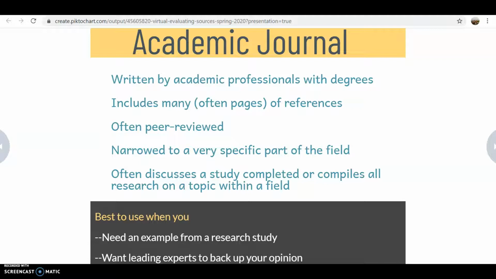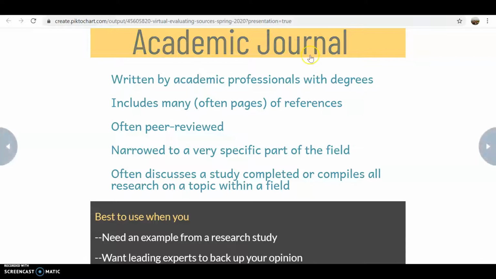So very concise, studies that have been completed or compiled, and like I said, peer-reviewed, meaning that other experts have reviewed that information. And if you need an example from a study, or if you need someone to back up what you're saying, this is what you really want to use. These are the best and most credible sources, I would say, for a lot of our essays in college. That's not to say other ones aren't important, but these are the gold mine, right?